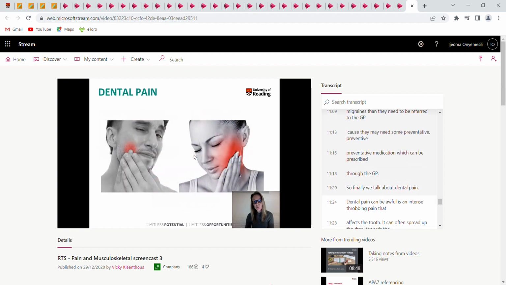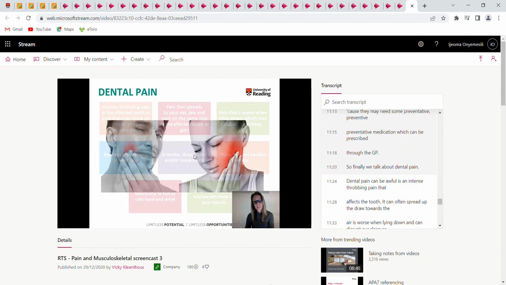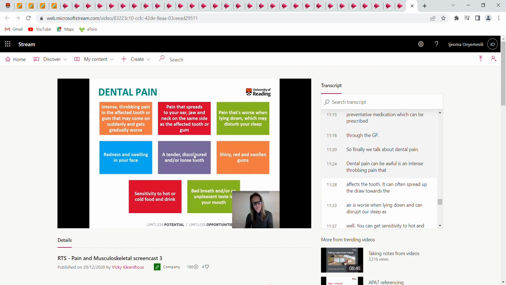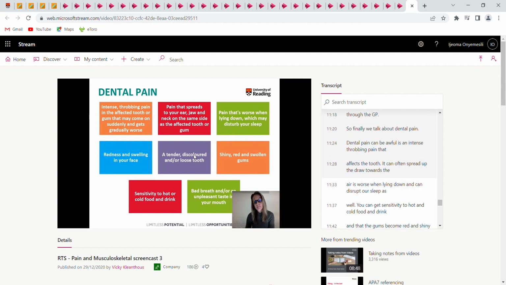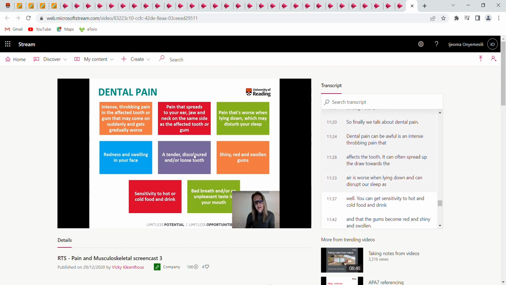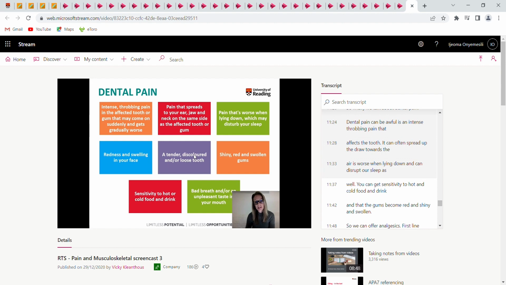So finally, we talk about dental pain. Dental pain can be awful. It's an intense throbbing pain that affects the tooth. It can often spread up the jaw or towards the ear. It's worse when lying down and can disrupt sleep as well. You can get sensitivity to hot and cold food and drink, and the gums become red and shiny and swollen.